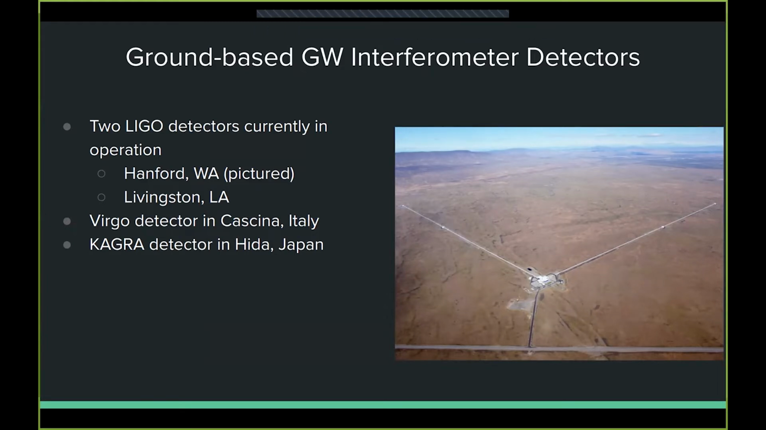And to give you a sense of scale for this picture, each of these arms, so this is the site right here. I think you can see my mouse.